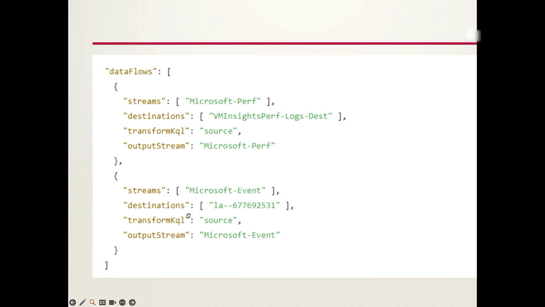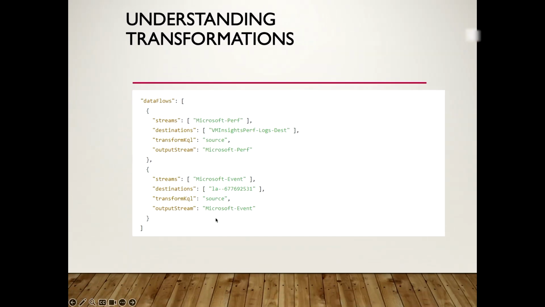So this is exactly the same, but for the event viewer, or the events that are coming from Microsoft, and it has a destination, which is the name, and it has a source. Transformations are not being executed here. Everything is source, everything is being captured.